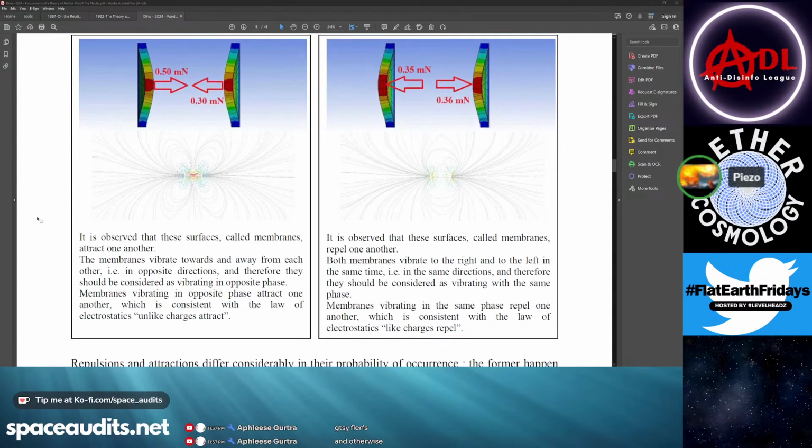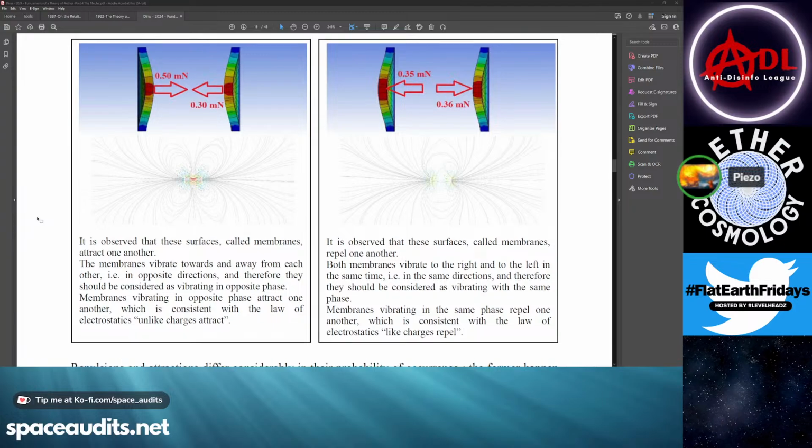Oh, look at that quadrupole going on down there in that left diagram. It is observed that these surfaces called membranes attract one another. The membranes move towards and away from each other, i.e. in opposite directions, and therefore they should be considered as vibrating in opposite phase. Membranes vibrating in opposite phase attract one another, which is consistent with the law of electrostatics, unlike charges attract.